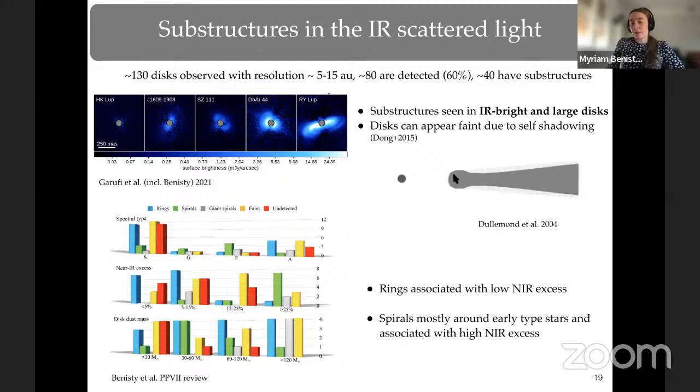So the ones that have rings are usually the ones that have a low near-infrared excess, or a rather normal inner disk. But the ones that have spirals, so here the green, are usually associated with Herbig Ae/Be stars, so more massive objects that have high near-infrared excess. So this suggests that when you have spirals, you also have an inner disk that is highly perturbed, possibly by a planet. So for example, if you have a planet that will basically stir material up such that this inner disk here will be highly extended vertically.